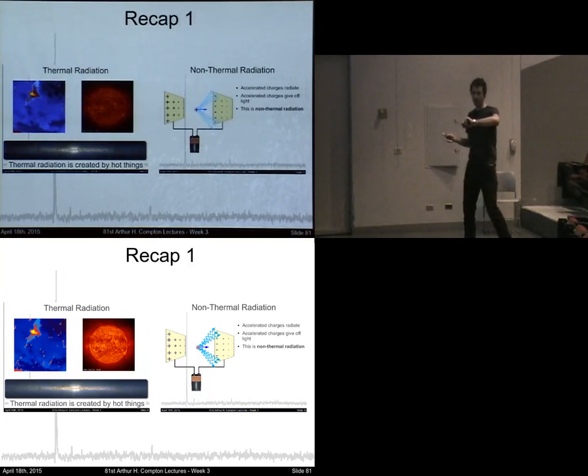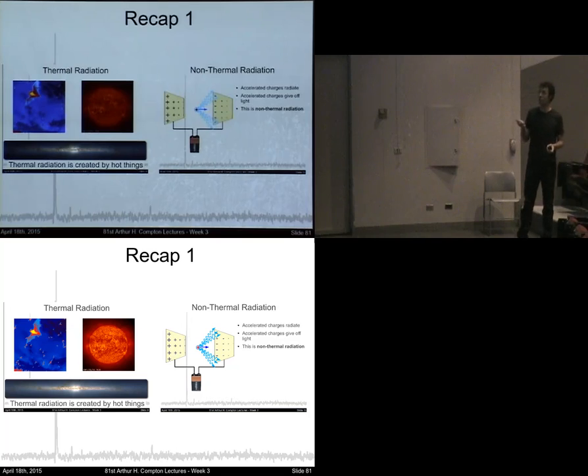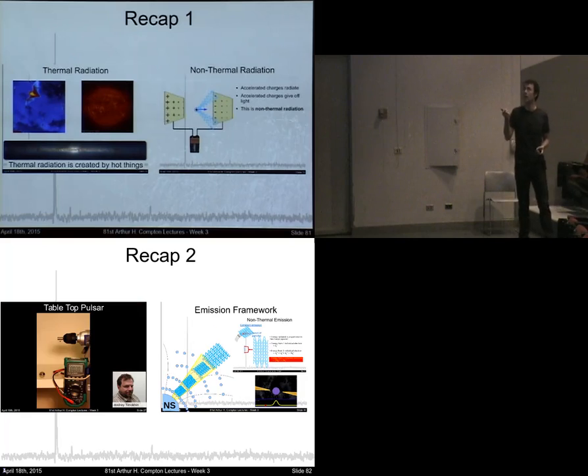So, I'm kind of finished, but because I feel like I dumped a load of information on you today, I just wanted to try and recap the key points. First thing is that thermal radiation comes from hot stuff, the vibrational motion of atoms. Non-thermal radiation, in the case of pulsars, comes from accelerated charges.